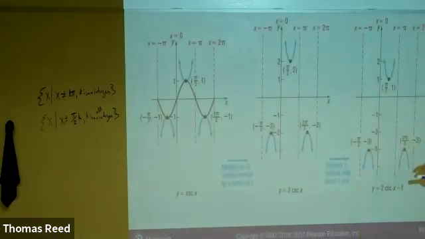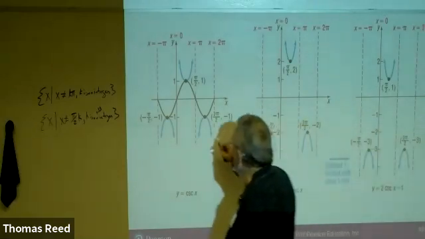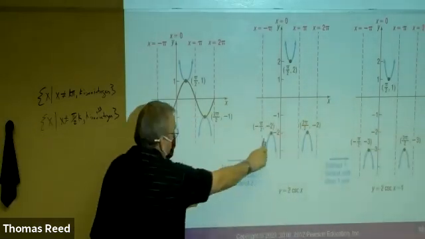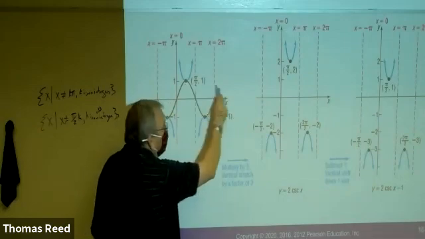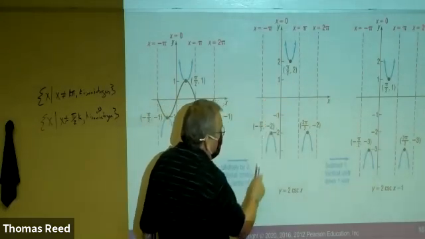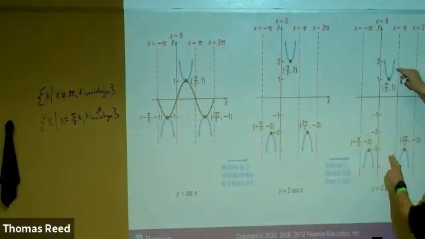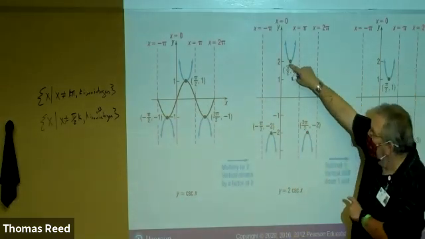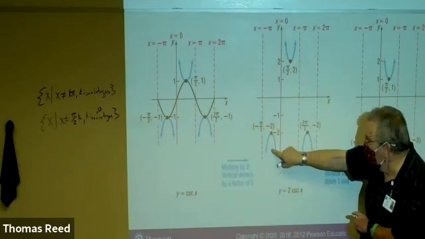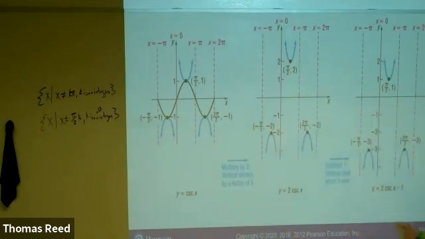So they multiplied by 2 first. So -1 went down to -2, and +1 went to +2. And then they subtracted 1 from each of those y values. So this part got moved down to here, and this part got moved down to here, and it continues on. Questions there?